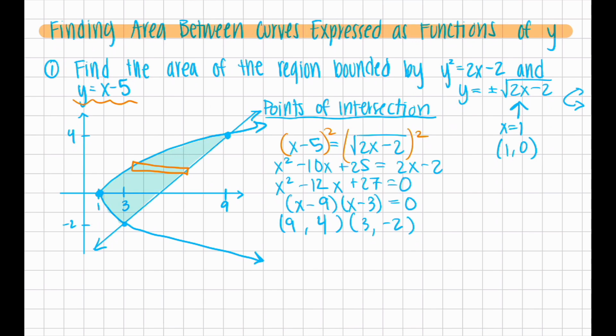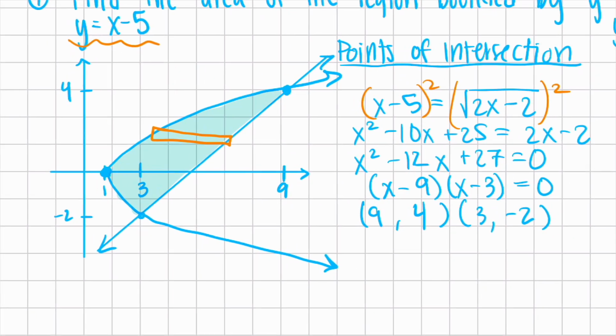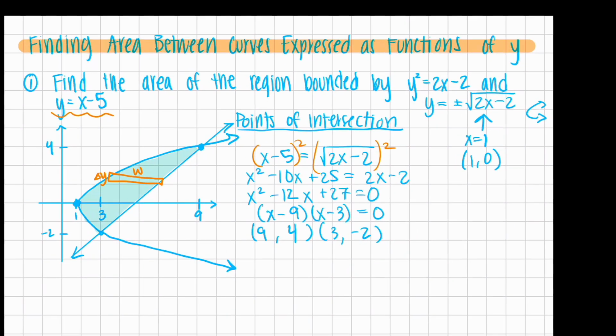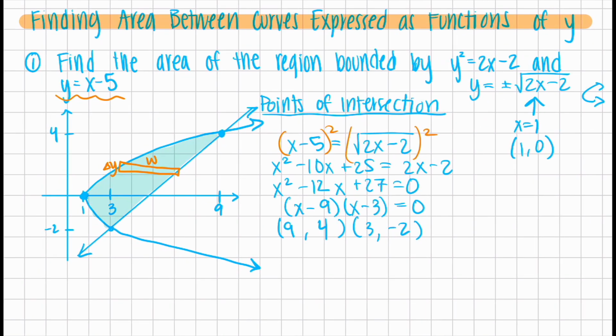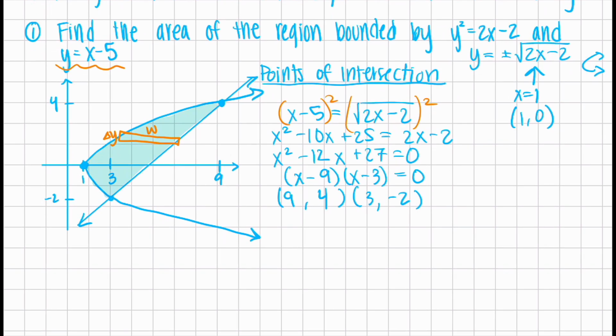So let's talk about how we do this. Now, for horizontal rectangles, we are going to say that the height of this rectangle is delta y, and we need to figure out the width of the rectangle. And for that, we need to rewrite our two equations to be in terms of y. So I'm going to take my two equations and I'm going to solve for x in each case.